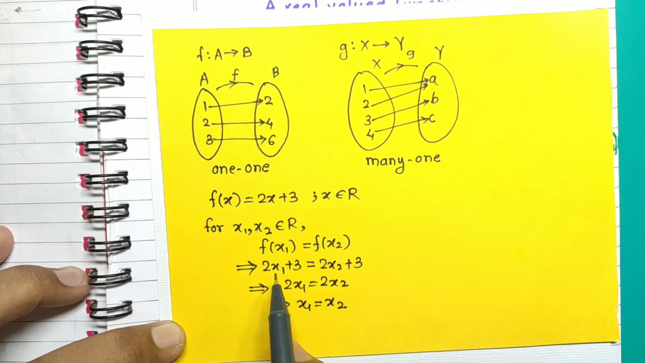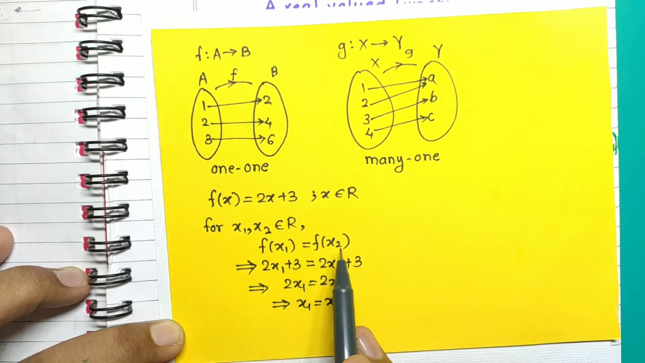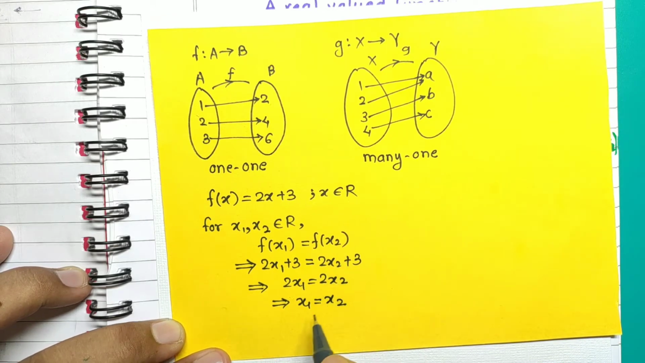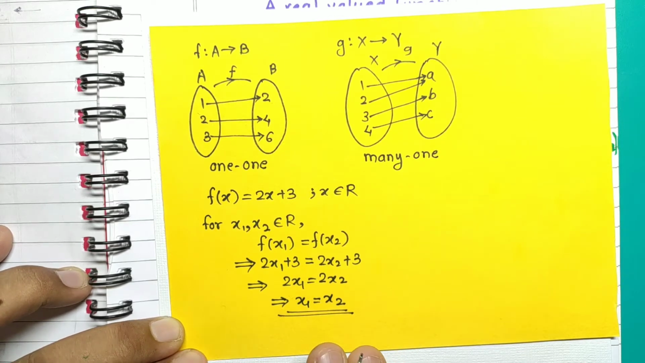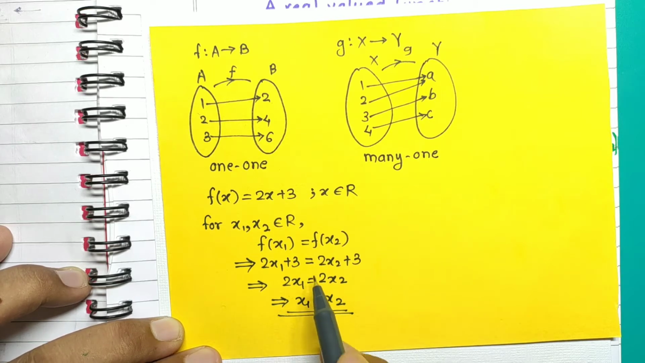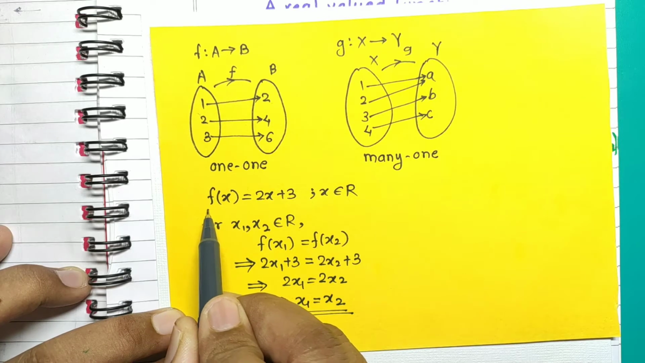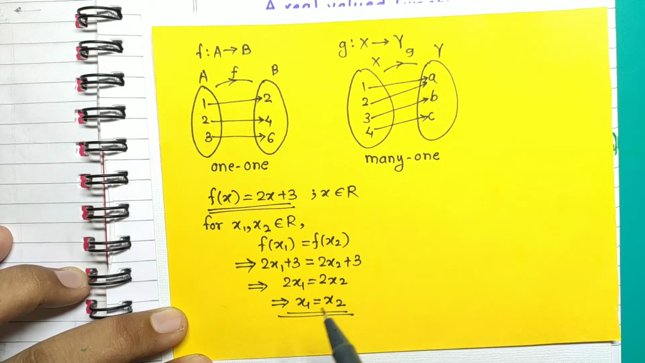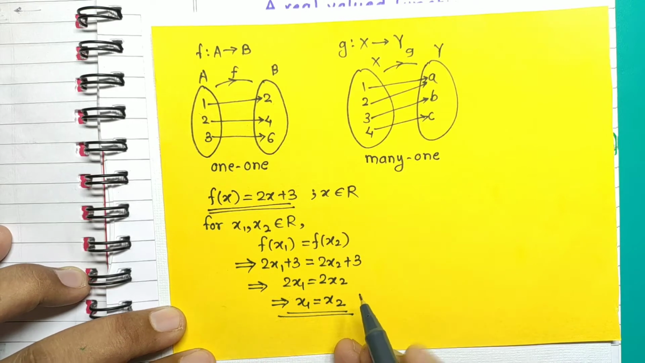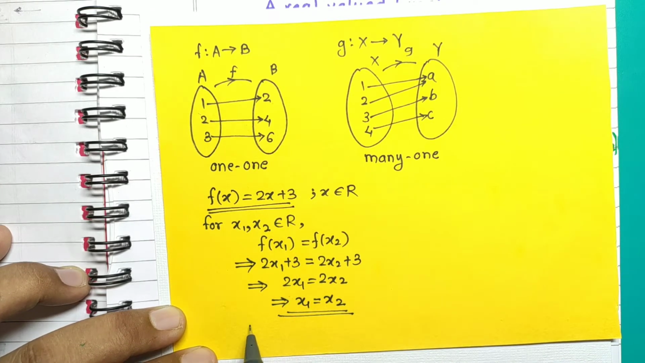See, here for f of x1 equal to f of x2, we get x1 and x2 are the same element in the domain. That means there are no elements which have the same images. So for this function, distinct elements in the domain have distinct images in the codomain. So this given function is a one-one function.